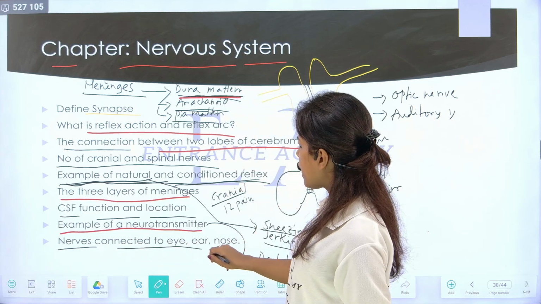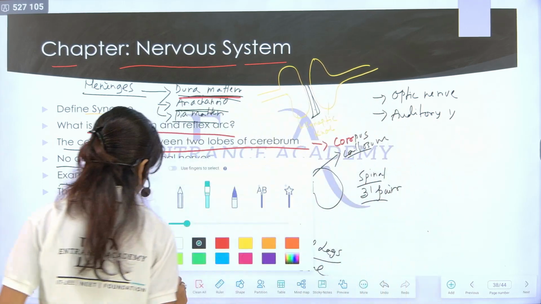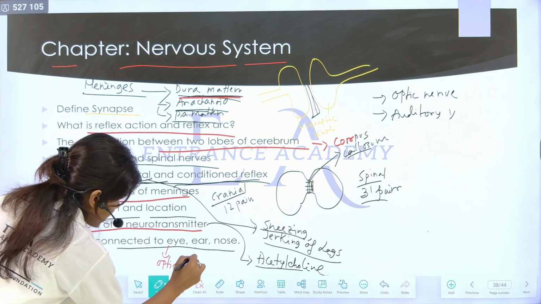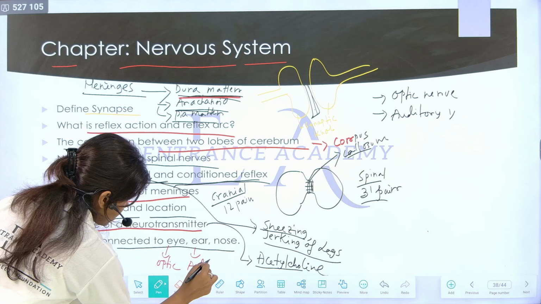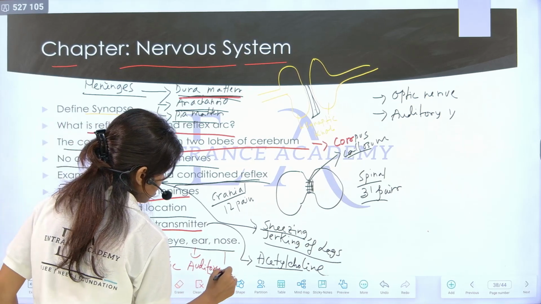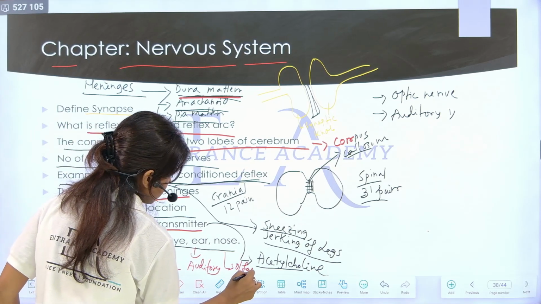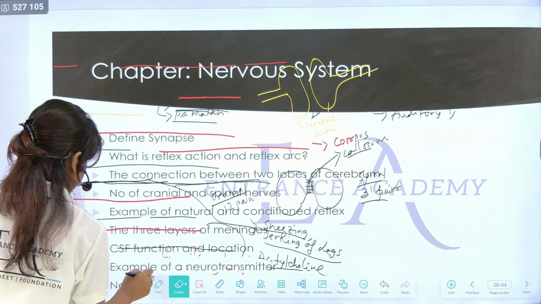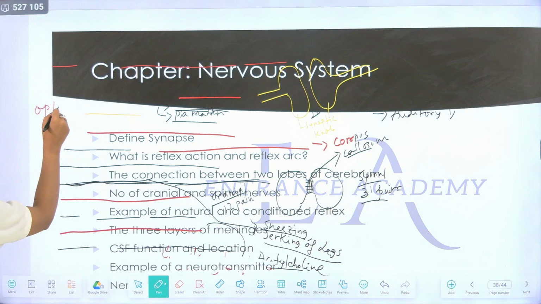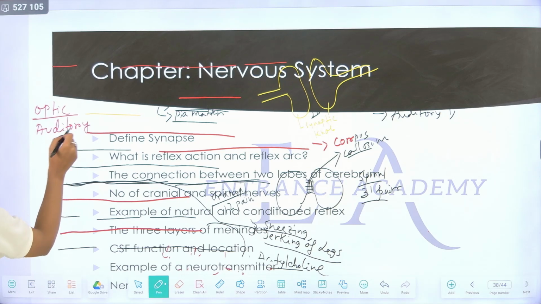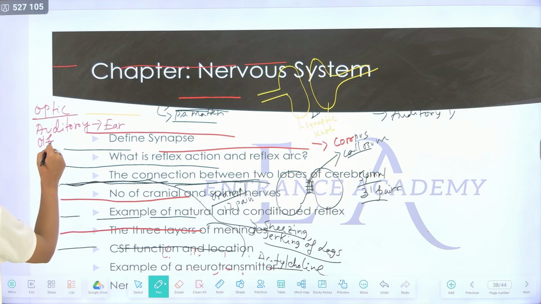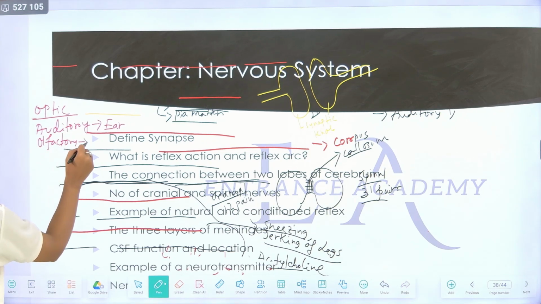Nerves connected to eye, ear, and nose. The nerve which connects the eye is the optic nerve, which connects our ear, the auditory nerve, and nose, olfactory nerve. Three nerves: optic, which connects our eye, auditory, which connects our ear, and olfactory, which connects our nose.